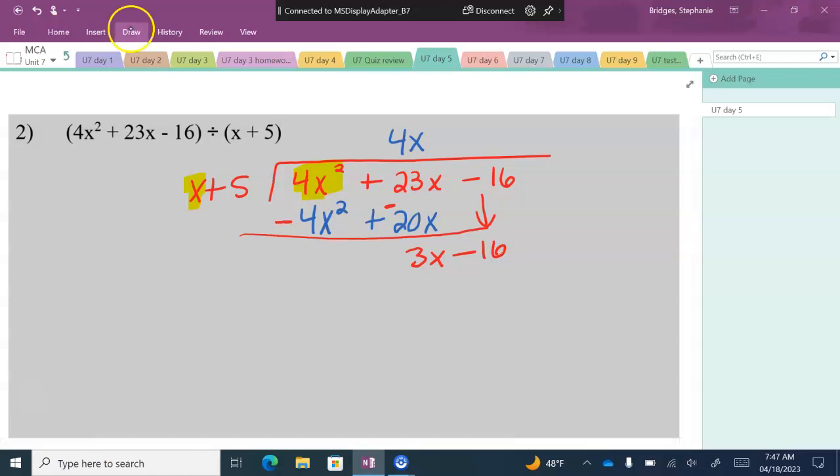And we start the process over. Looking at the first terms only, what do I multiply x by to turn it into 3x? Positive 3 or negative 3? Positive, so we're going to put a plus 3. And then we're going to multiply again. That 3 gets multiplied by the x and the 5, so that becomes 3x plus 15.